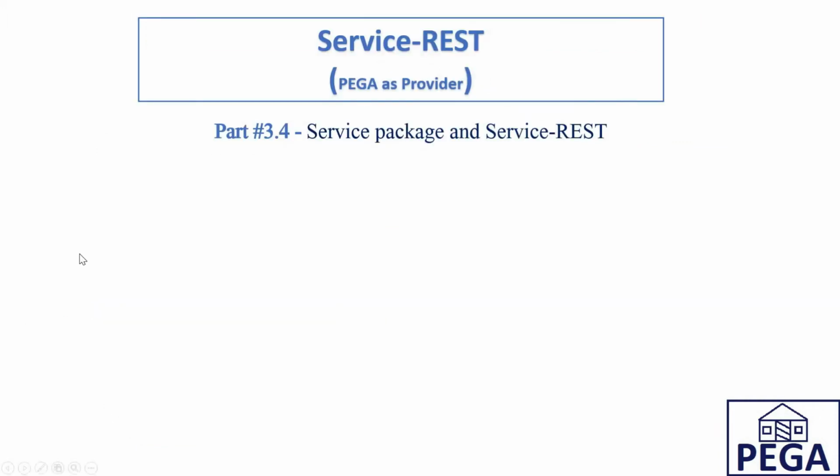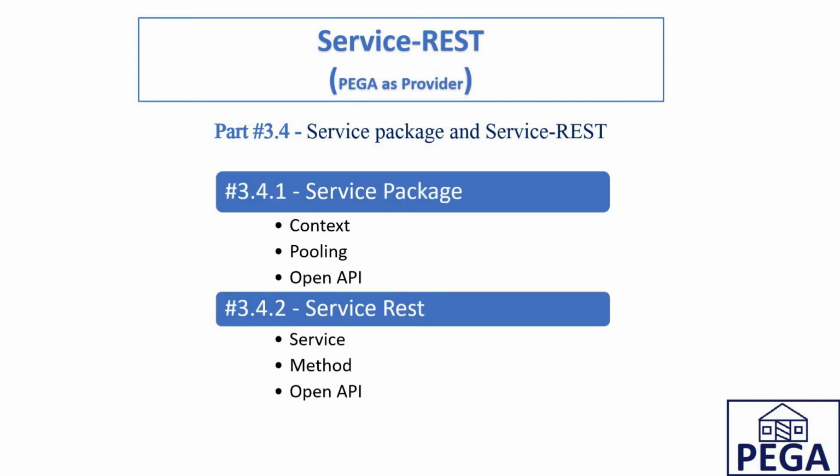Now for service REST, what we are going to learn is the service package and service REST rule. In the service package rule, we are going to learn about the context, pooling and open API tab. So we're going to go in detail on explaining each and every functionality of the context tab, pooling tab and open API tab, what you're going to see and how you're going to use it in real time. For service REST, we are going to learn about service and method and open API tab, and I'm going to explain it in detail.